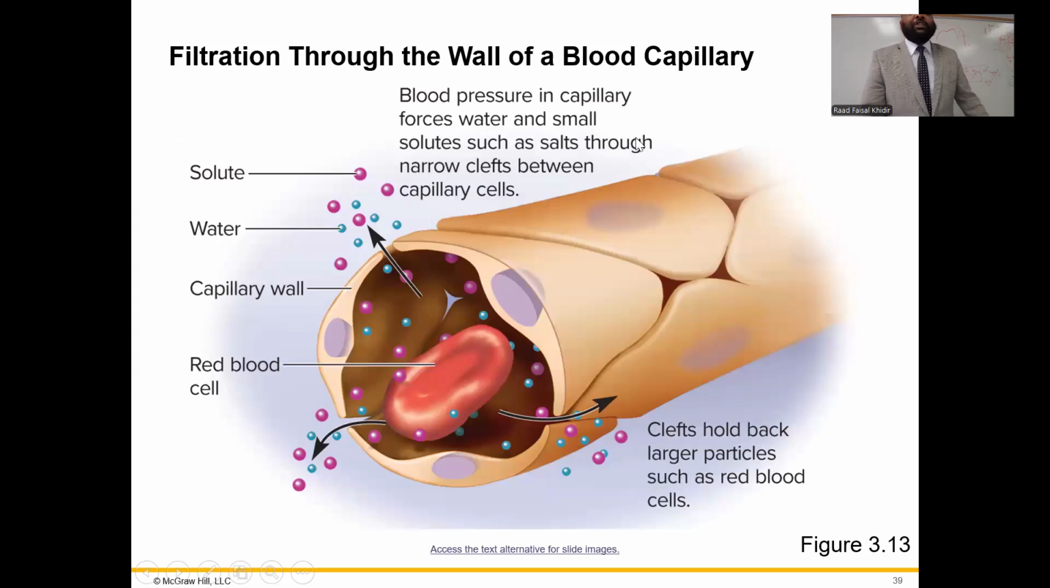There we go. That's filtration. We see blood pressure in the capillary. Like I told you, every picture, every figure, make sure you understand it really well. So the blood pressure in the capillary forces water and small solutes, such as salts, through the narrow clefts between the capillary beds.